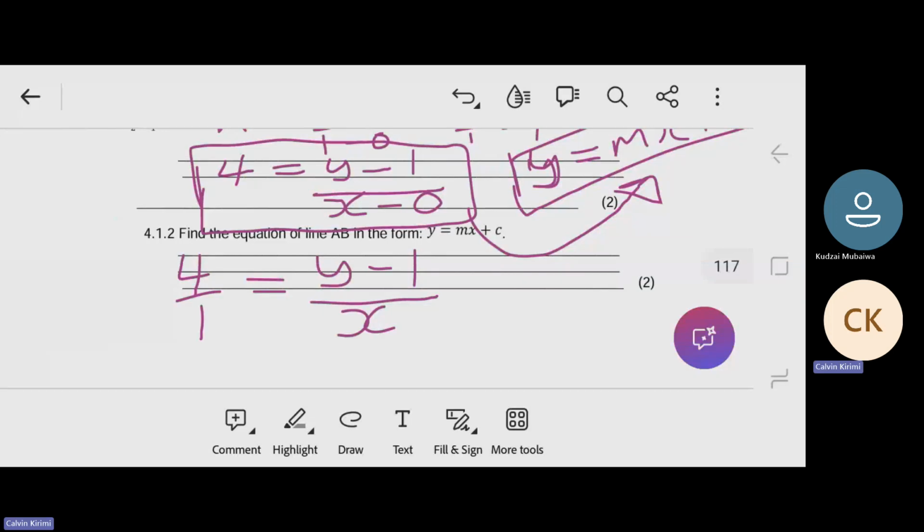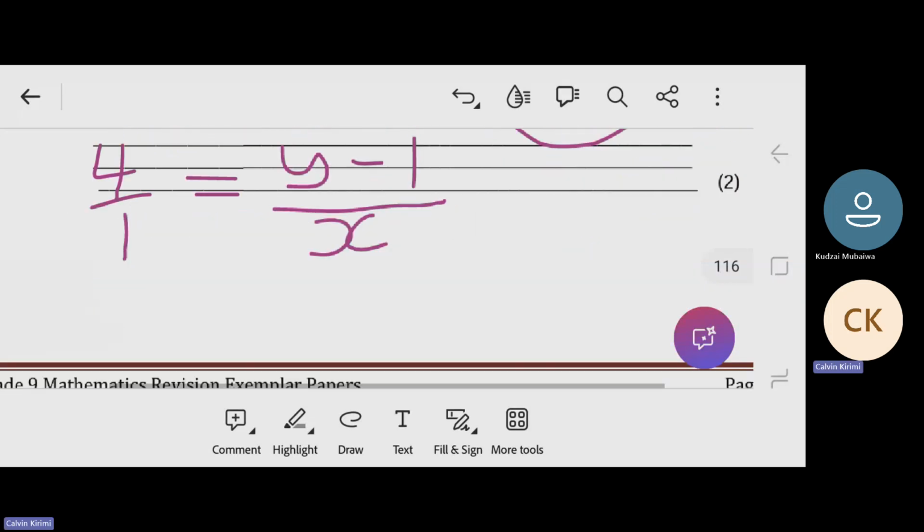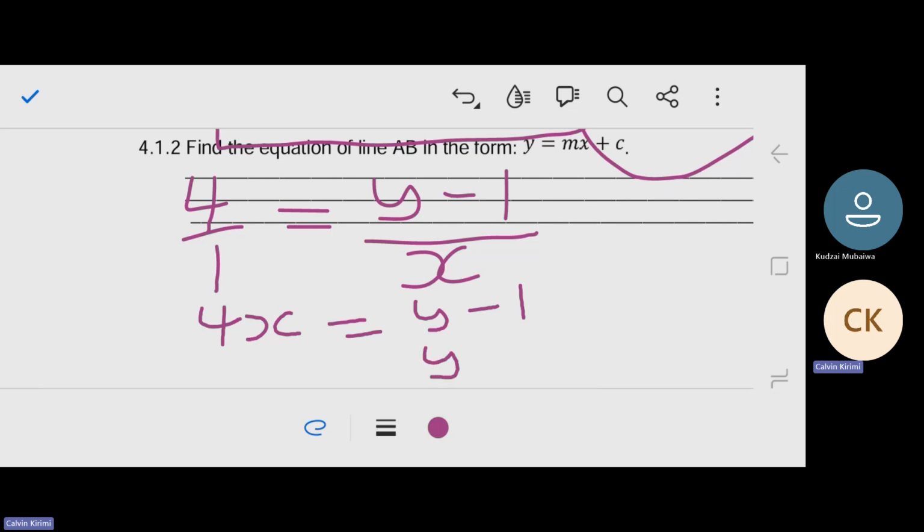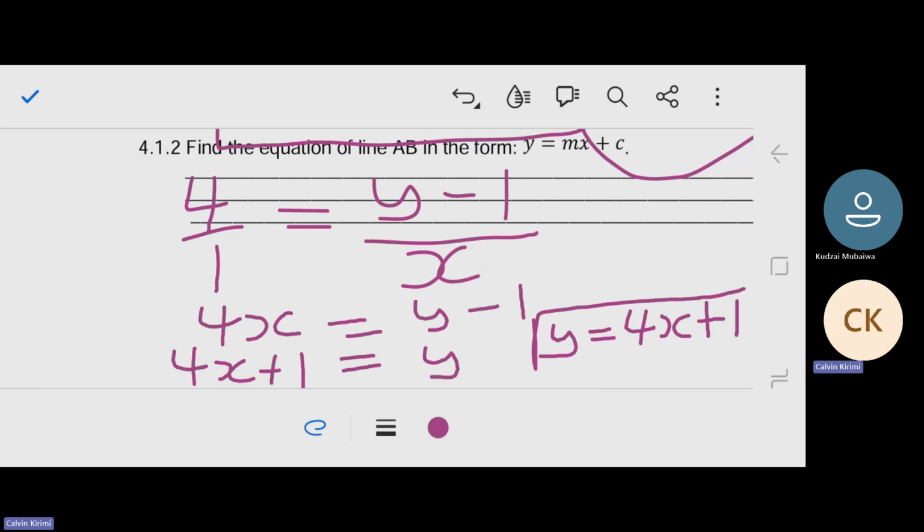You just replace where there's y2, now you replace with 1. So that becomes 4x is equals to y minus 1. Then you want to make y subject of the formula. So in this case, we are writing it as y is equals to 4x plus 1, because the 1 goes this side, comes plus. Any questions?